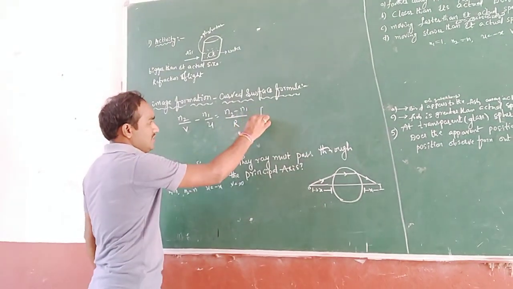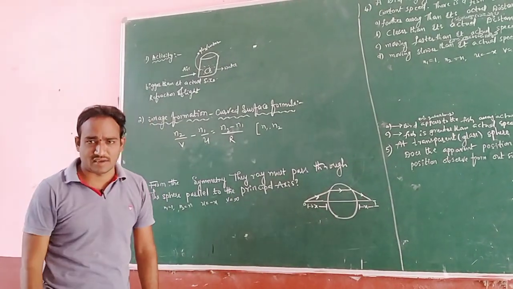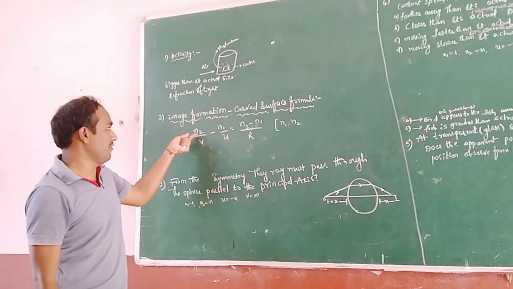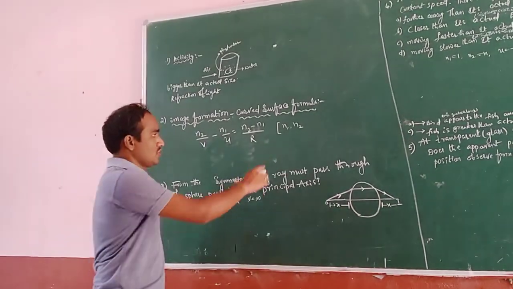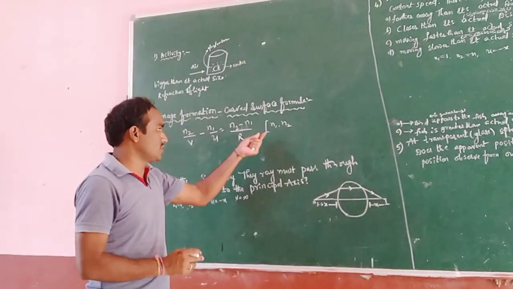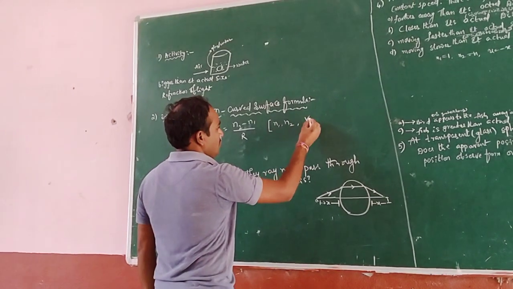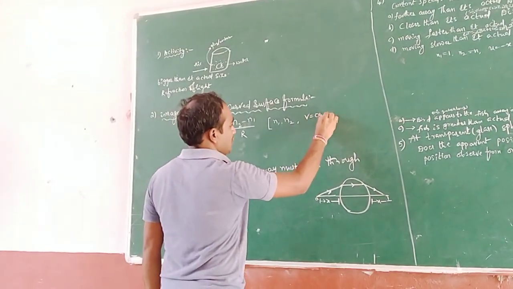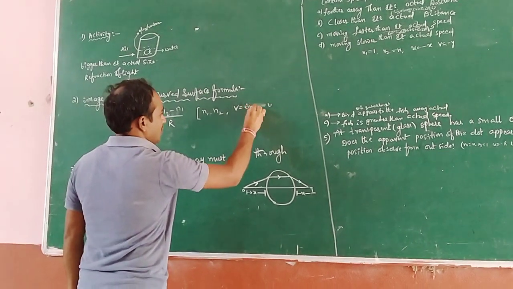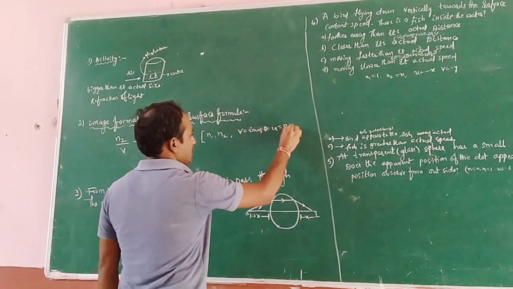Here, N1 and N2 are the refractive indices of the media, meaning two different types of media. And one more thing: V is the image distance, and U is nothing but the object distance.